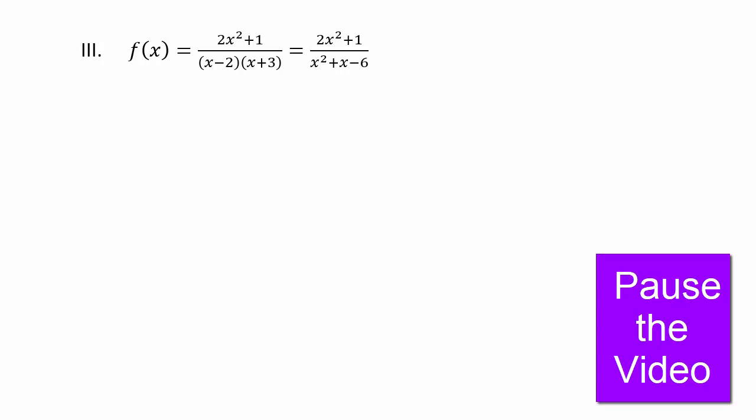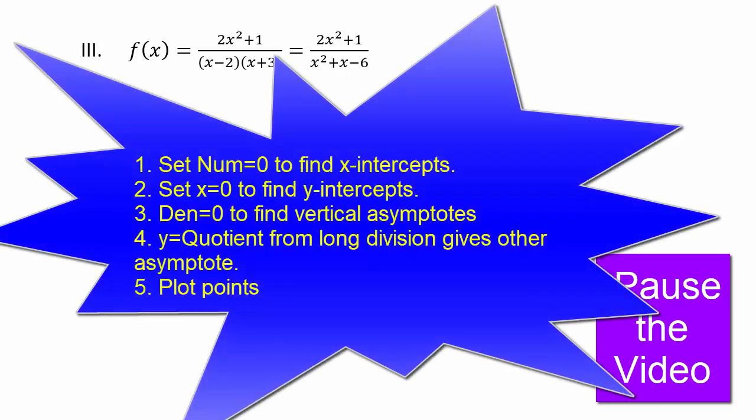If you are stuck, just remember, setting the numerator to 0 gives you x-intercepts. Putting in 0 for x gives you y-intercepts. Setting the denominator to 0 will give you vertical asymptotes. And then doing long division will give you the other asymptotes. Then plot points, 2 on either side of the vertical asymptotes. I just reviewed the steps for you, so just give it a try. It's okay to be stuck. Just try it anyway. Go ahead.